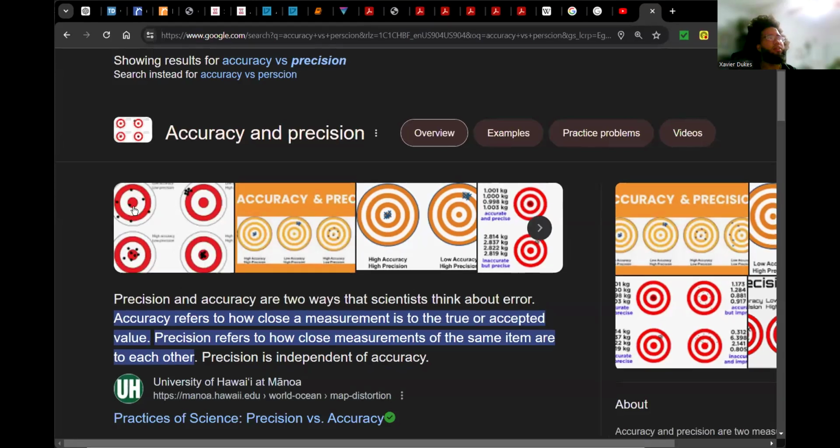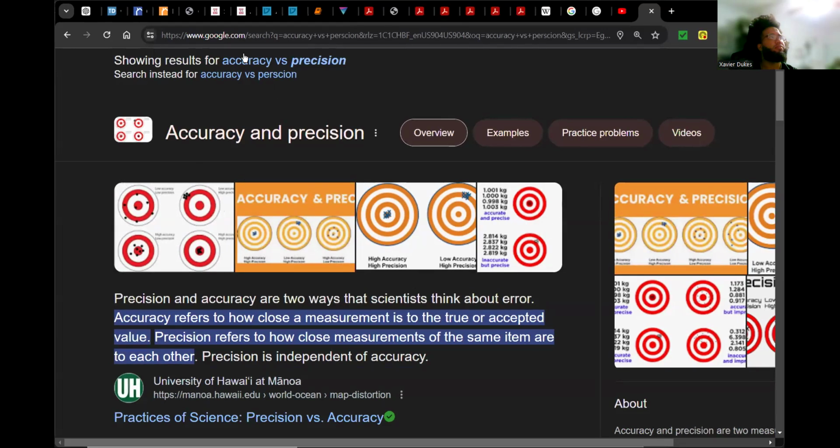These are indicative of low precision and low accuracy. We have high precision but low accuracy. We have high accuracy but low precision. And then we have both high accuracy and high precision.